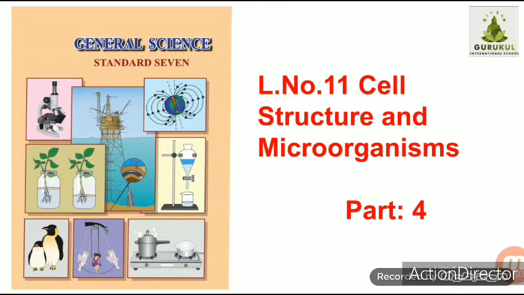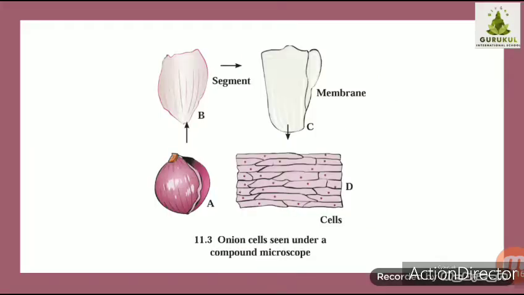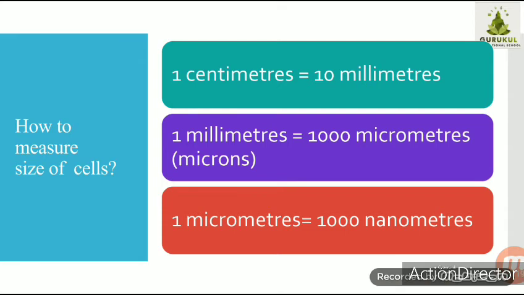Lesson number 11, Cell Structure and Microorganisms, Part 4. In Part 3, we have seen the structure of the compound microscope. Now we are going to continue with how to measure the size of cells. Correct? As we have seen, cells are extremely minute in size and we cannot see them with the naked eye. Correct? And therefore, we are using an instrument, the microscope. The microscope expands the image of the object, and it's clearly visible to us.